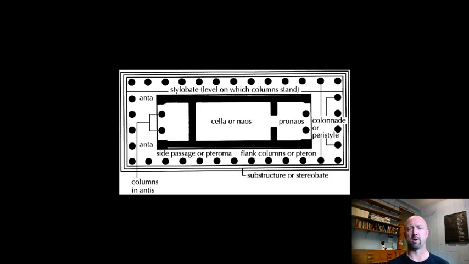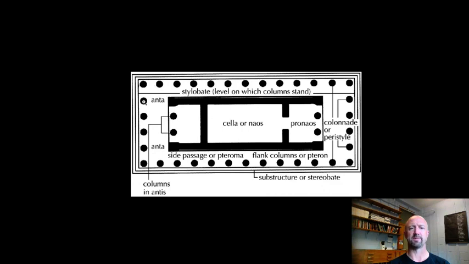If you look at this floor plan, for instance, the dots that you see around the outside represent columns, and those columns go all the way around these Greek temples. This is what we call a peripteral style. Peri for around, meaning all the way around with our columns.